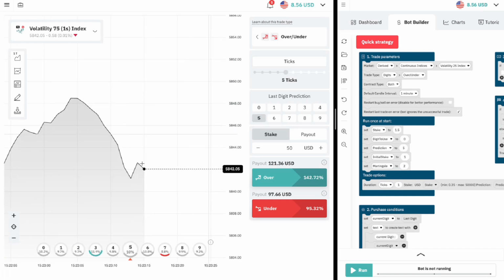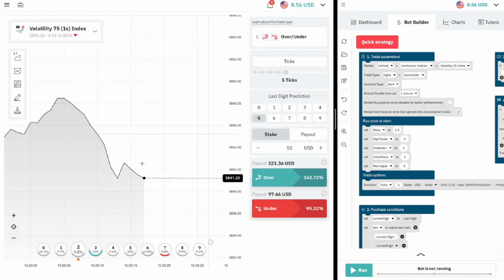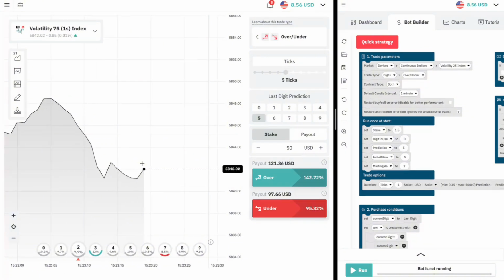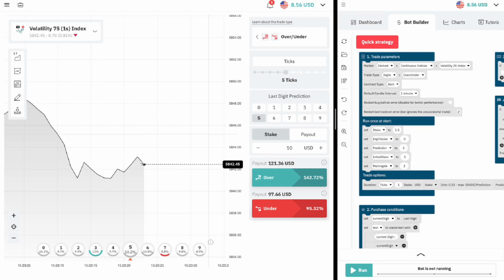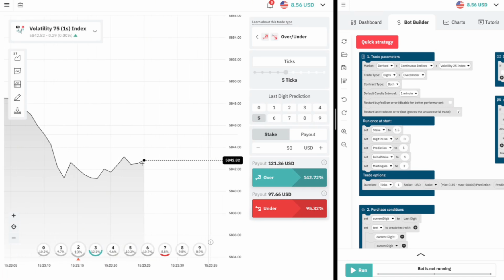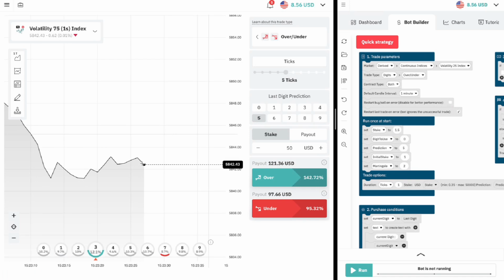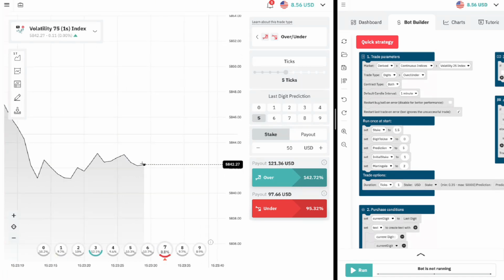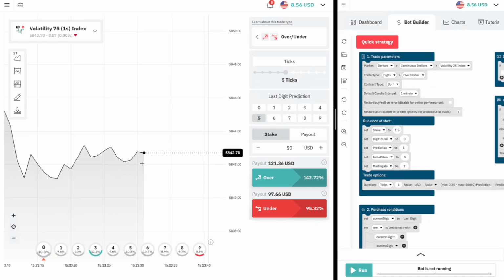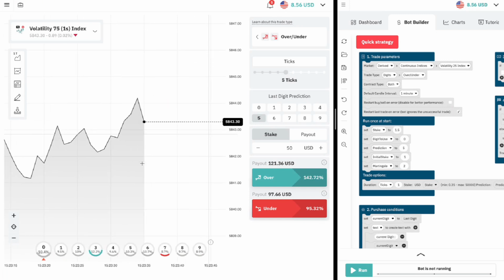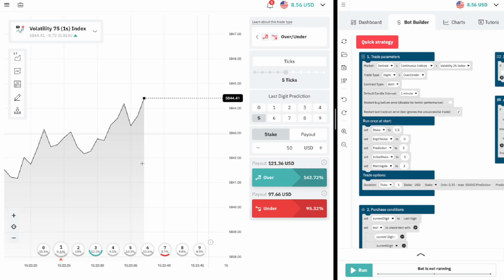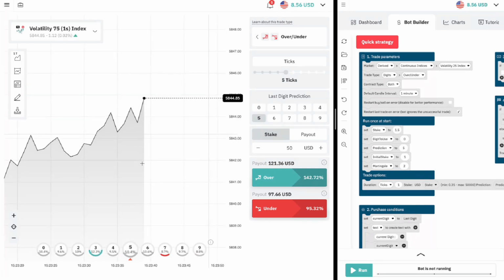0 goes to 3. Sometimes you can even sit on the market just to see what is happening. 0 goes to 5. So if you were in the market, that would have been a loss. Let's see, 0 goes to 3. That would have been a win. 0 goes to 8. 0 goes to 3.